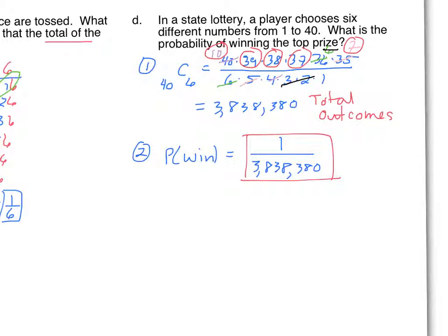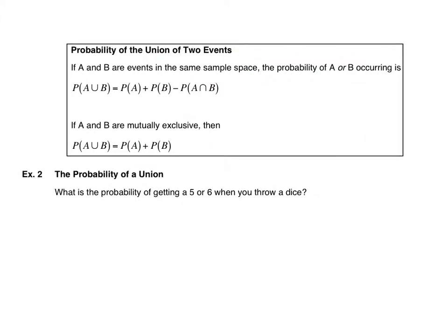All right, so let's look at the second page. So flip it. We're going to look at the probability of the union of two events. When you're looking at the probability of two things occurring, notice that the words say or. Let's underline it. Or is a very important word here. It's not A and B occurring, it's A or B.